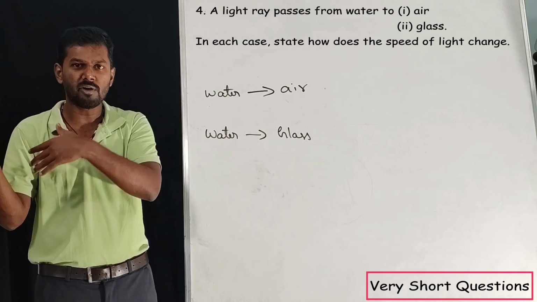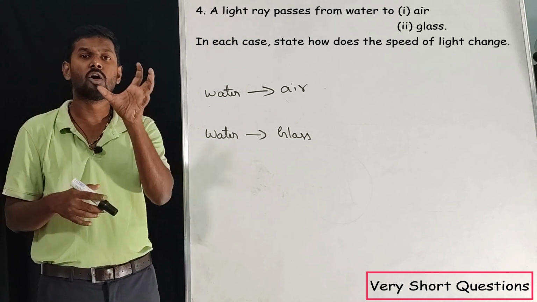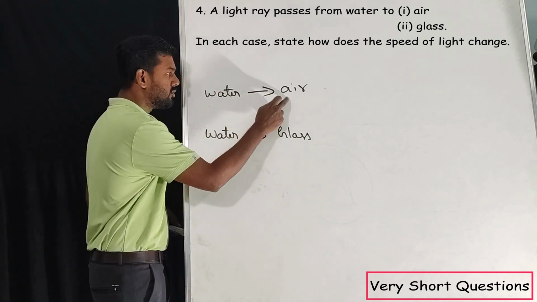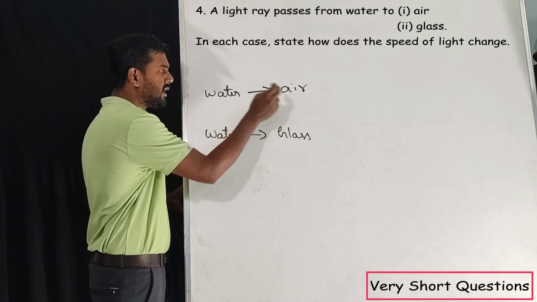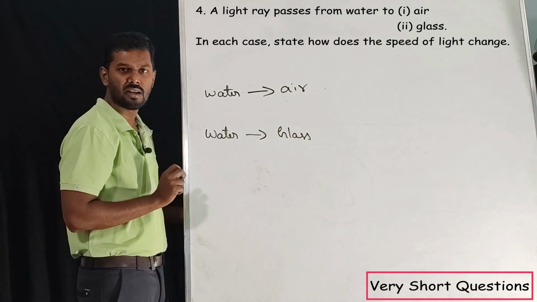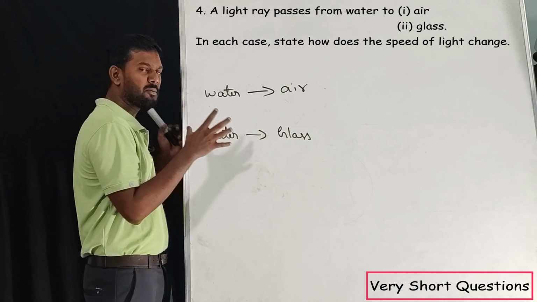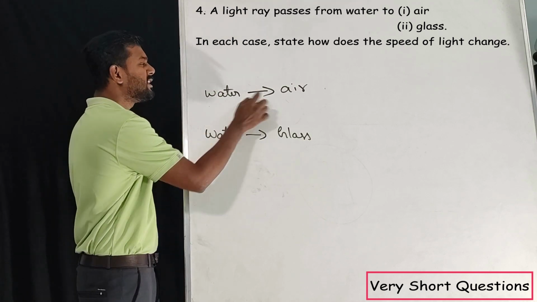In the different medium, if the molecules are close to each other, those are called denser medium. So in these two, which is rarer and which is denser, comparing water and air? Rarer is air. Air means the molecules are away from each other, and in water the molecules are close to each other when you compare these two.